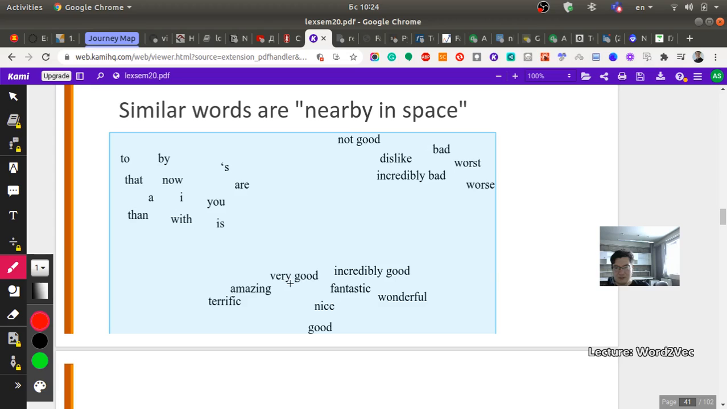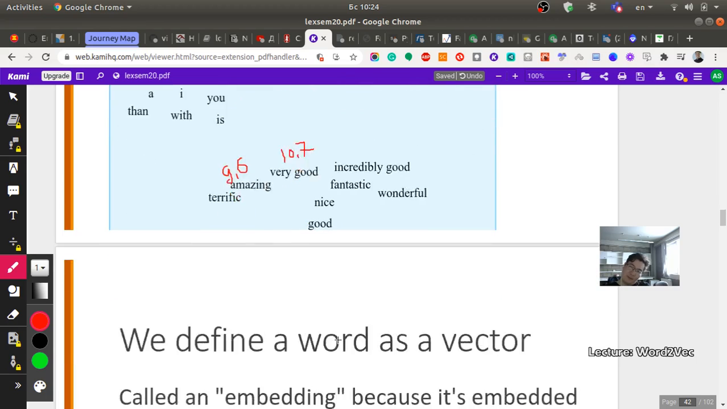So for example, this is like a location in some space. If you remember linear algebra, this is some numbers. For example, it can be (10, 7), and this is, for example, (9, 6). So we have some words, and each word is considered as a vector. By using these vectors, you can understand that, for example, "very good" is very near to "amazing," and you can do something with this information.